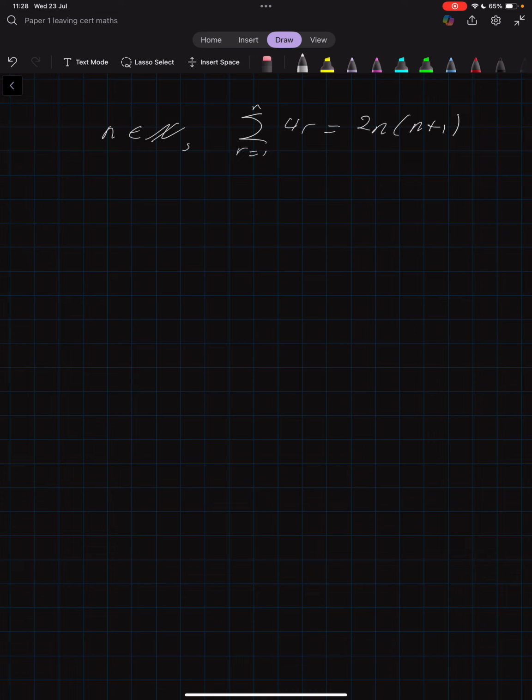Now, the very first thing you do, so the first step, is you prove that it's true for the smallest n. Okay, so you just prove for the smallest n. So if a question says n is an element of the natural numbers, that means n can be 1, 2, 3, 4, 5. So in this case, the smallest n is when n is 1. Okay, that's the very first thing that we want to do.